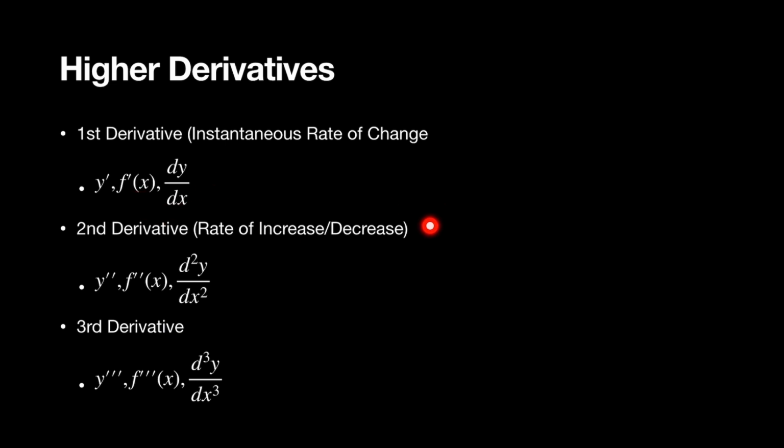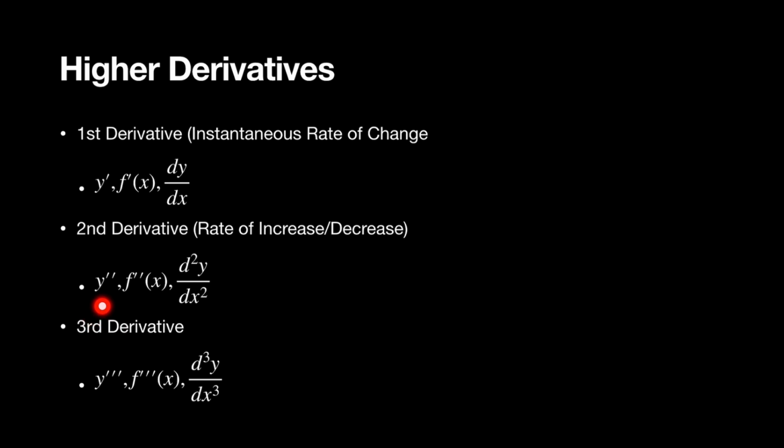We can find something called the second derivative, which is the derivative of the derivative. And the second derivative gives us a rate of increase or decrease. It tells us how quickly the slope is changing. Is the function increasing at an increasing rate or a decreasing rate? And we'll talk a lot more about the second derivative when we talk about graphing a little bit later.